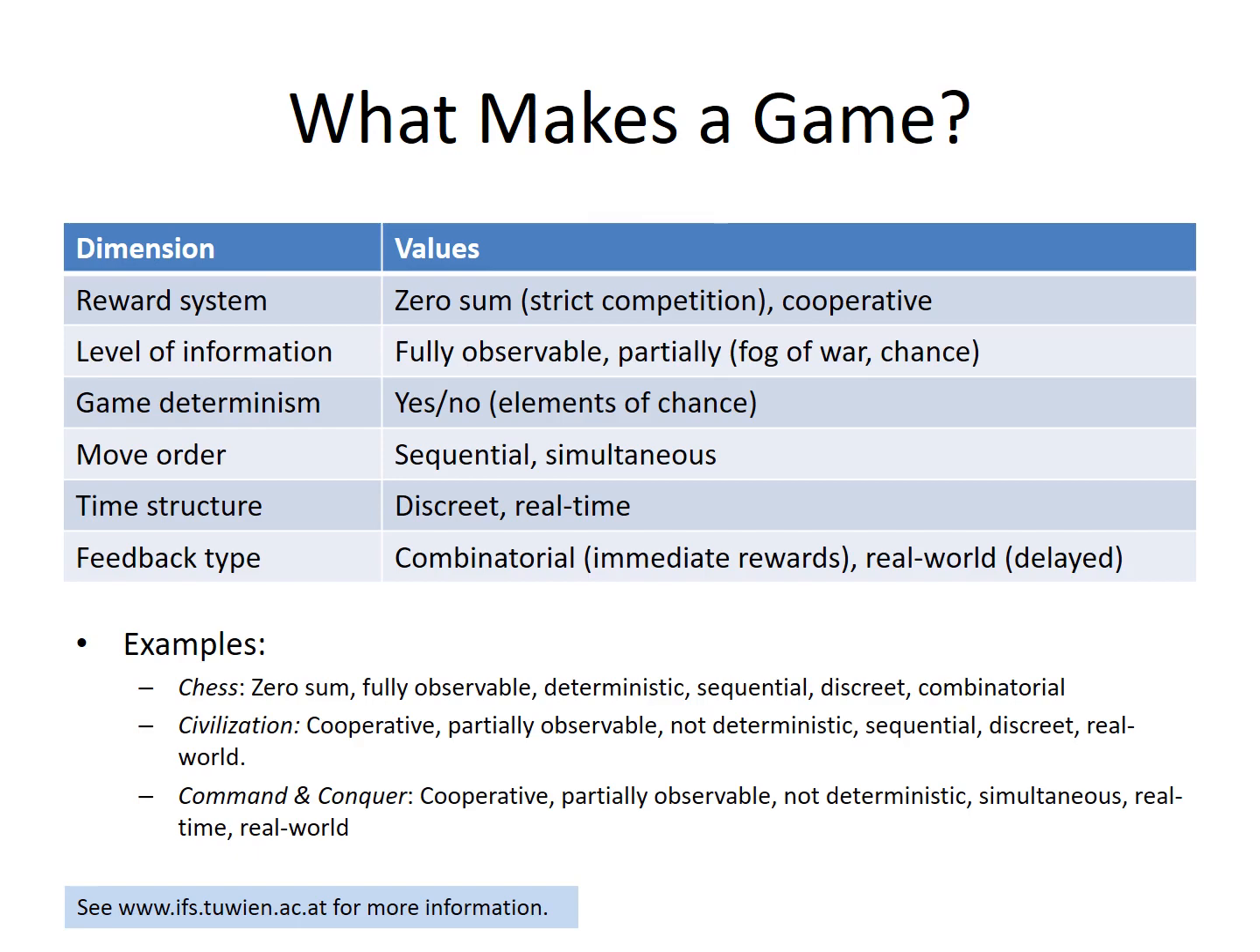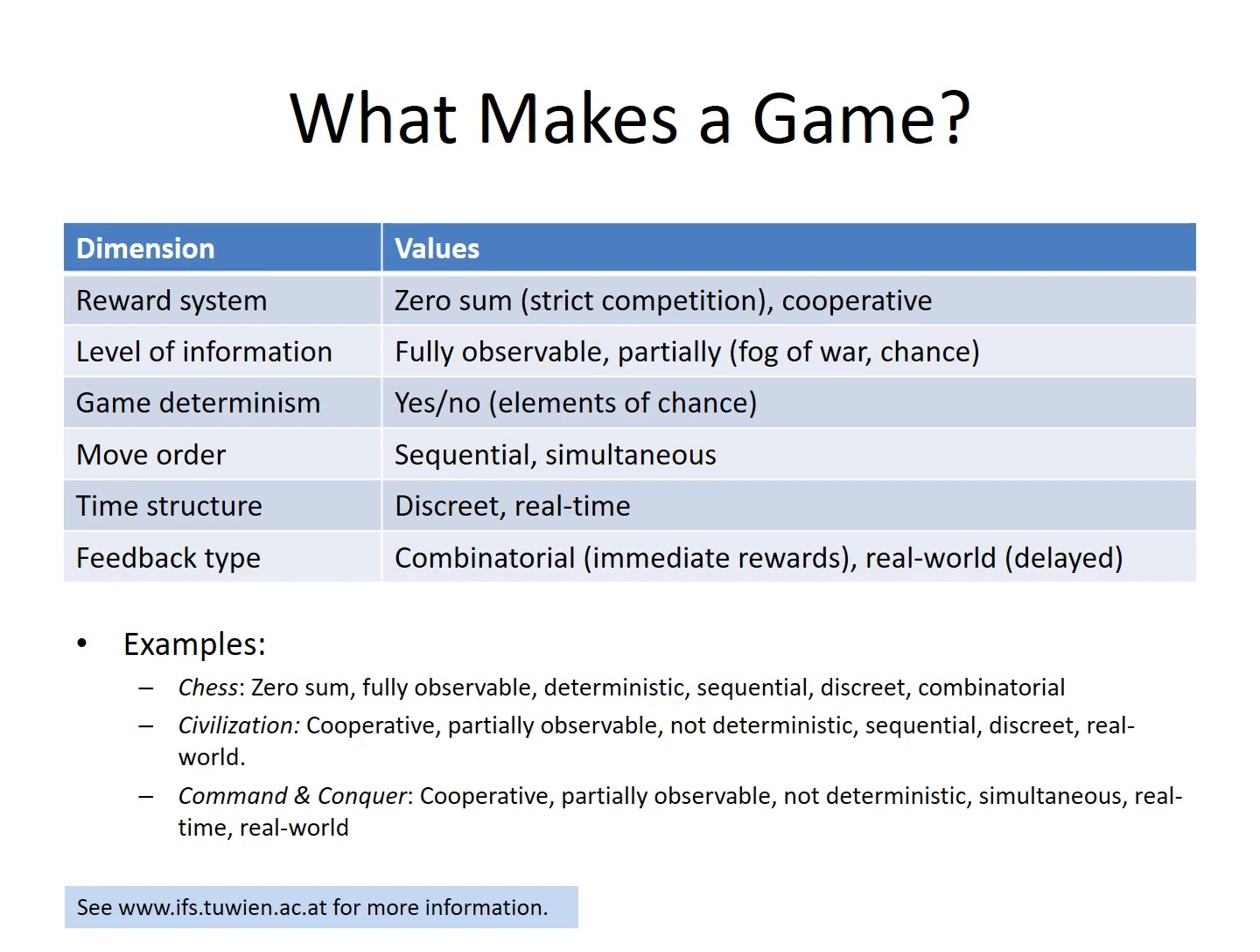Feedback type is either combinatorial, that means you have an immediate reward, or real world, where it is delayed. Almost all games that are of interest are real world games. Even tic-tac-toe is a real world game where the consequences of your move do not become immediately clear most of the time. Okay, here are some examples.